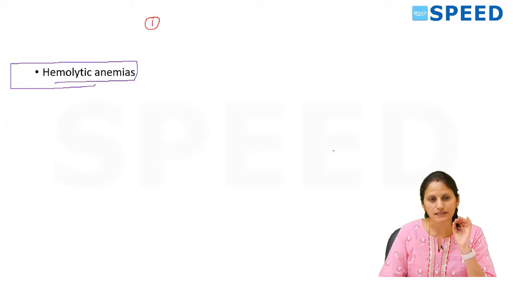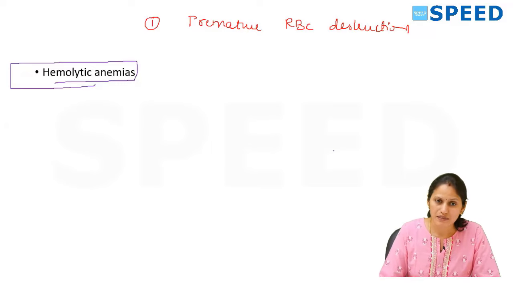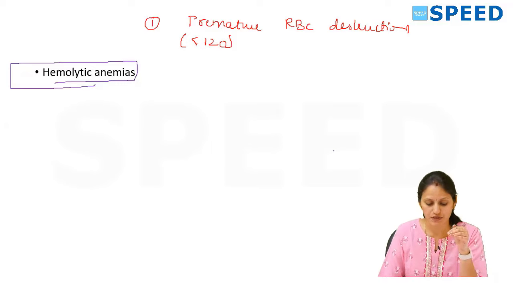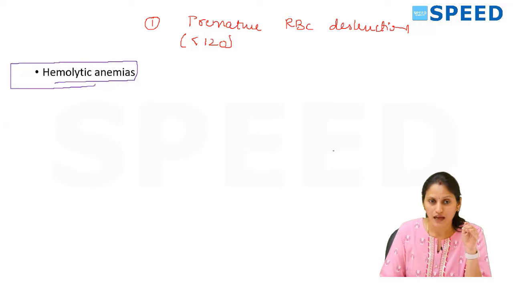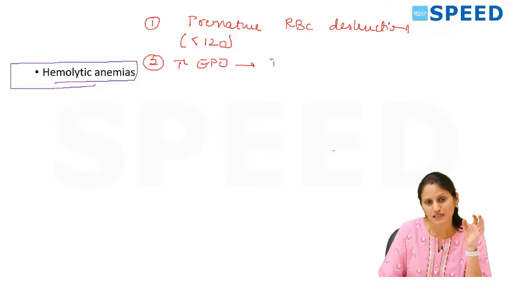First thing is, to call it a hemolytic anemia, there should be premature RBC destruction. Okay, so that is the first thing. That means the lifespan of the RBC should be less than 120 days. Because there is premature RBC destruction, there should be increased erythropoietin synthesis, which will lead to increased erythropoiesis.